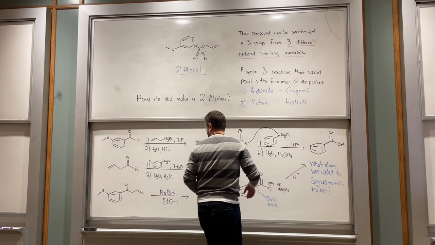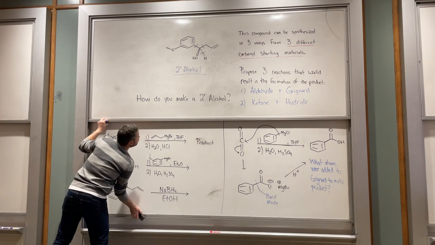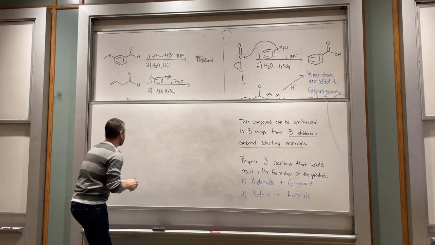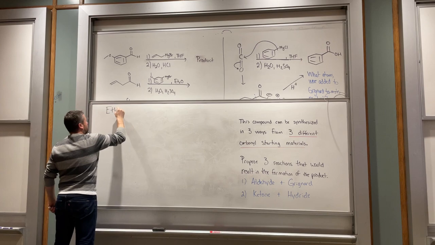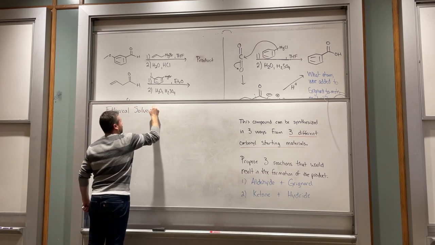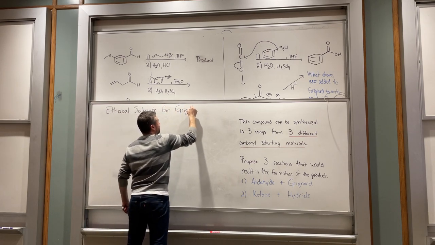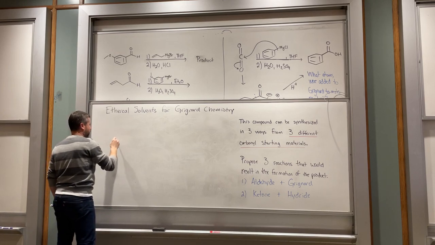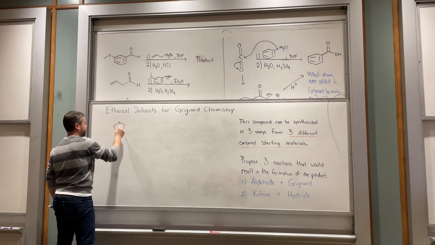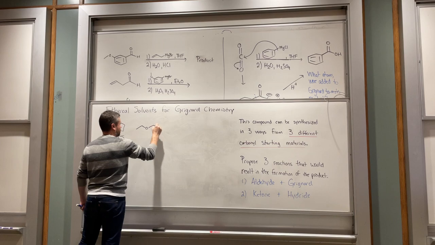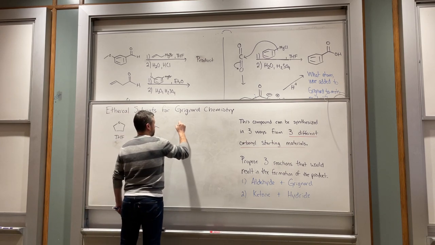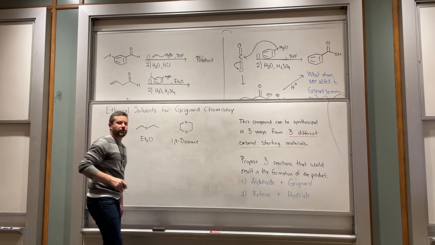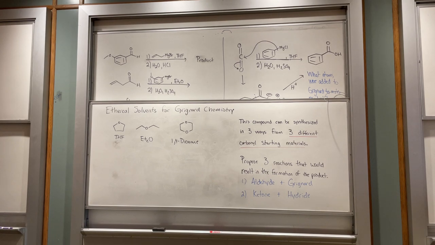So the last thing that I'll remark on about Grignard reagents, just some lingering details, is something that Rachel asked about earlier, and that's the nature of the solvent. We typically use ethereal solvents, so these are things like THF, diethyl ether, dioxane. Right, small molecule solvents that have ethereal groups.